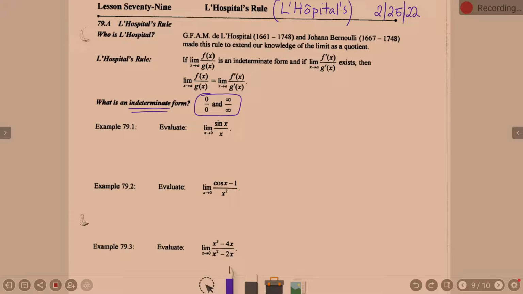We can use it actually on some of the limits we've done in the past, where we've ended up looking at the graph or factoring or something like that. This will also apply.